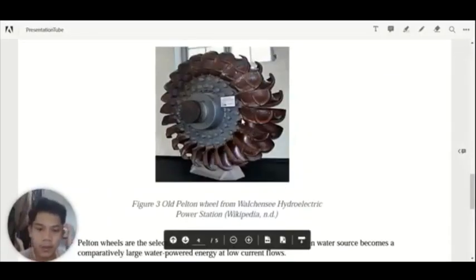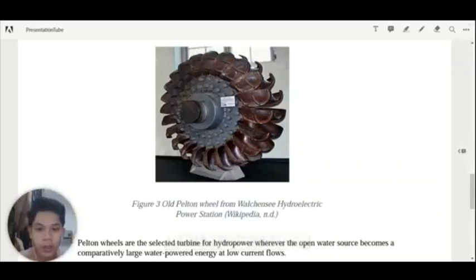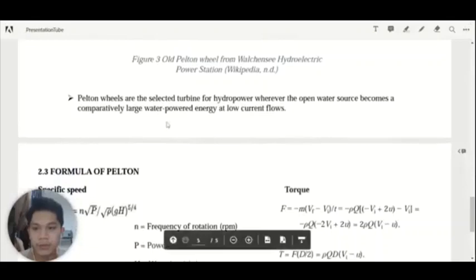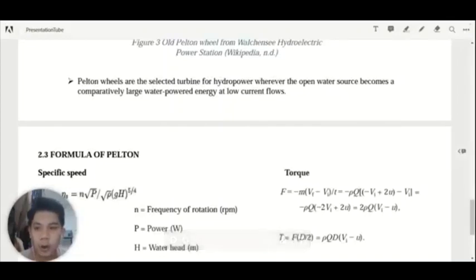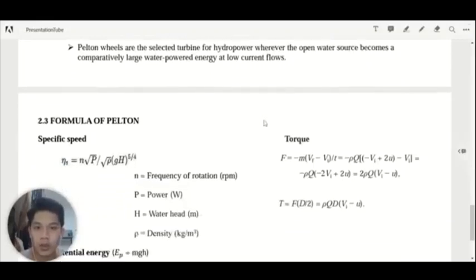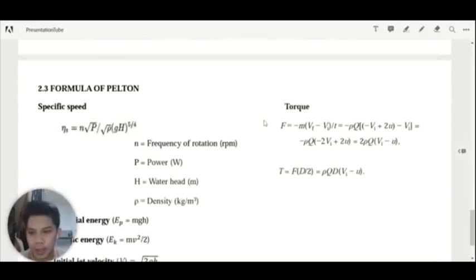And this figure number 3 shows an example of an old Pelton wheel from the Walchensee Hydroelectric Power Station. Pelton wheels are the preferred turbine for hydropower wherever the water source is a comparatively large water-powered energy at low current flows. And these are some of the formulas that are being used for this experiment.